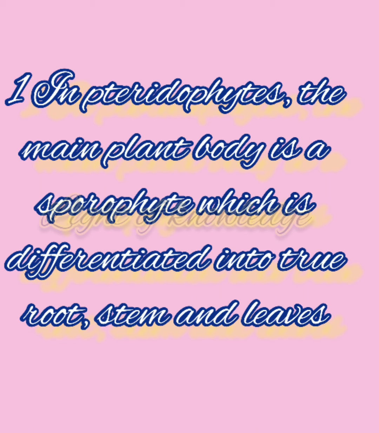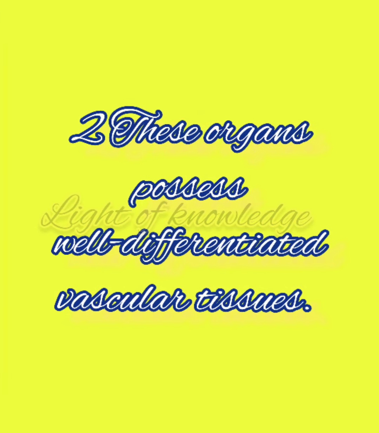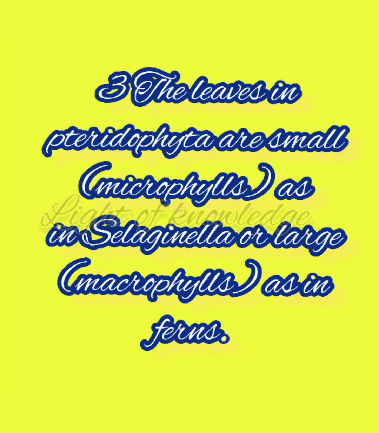The main plant body of pteridophytes is a sporophyte, which is differentiated into root, stem, and leaves. These organs possess well differentiated vascular tissue, xylem and phloem. Number three, the leaves in pteridophytes are small microphylls, as in Selaginella, or large macrophylls, as in ferns.